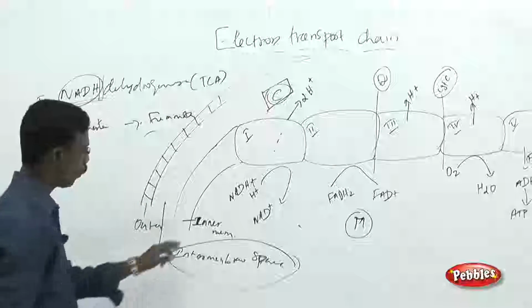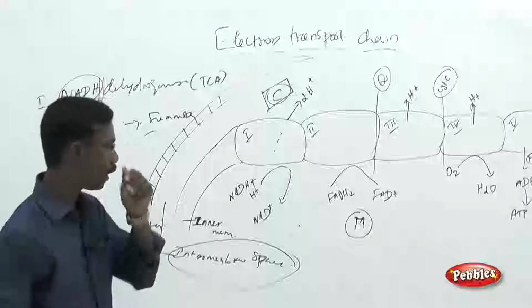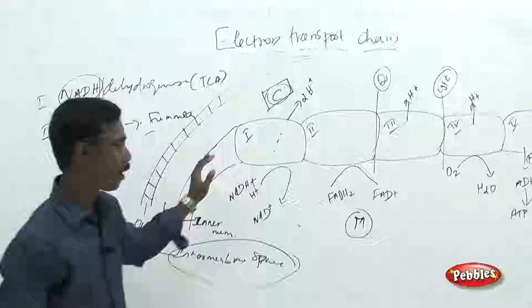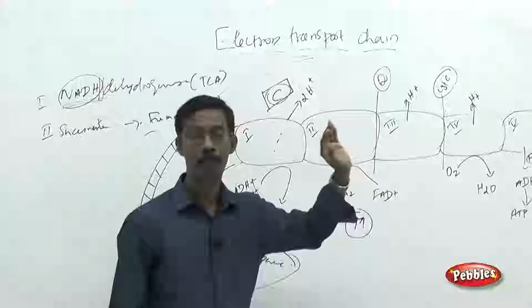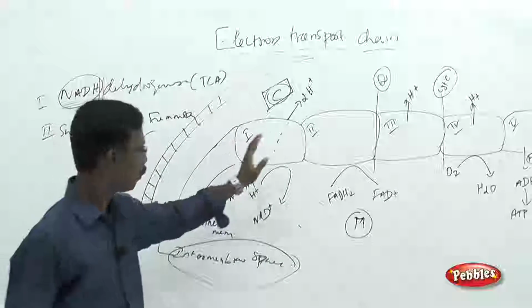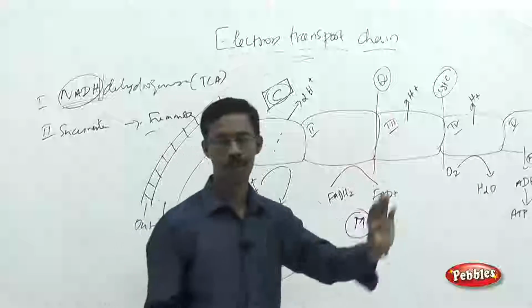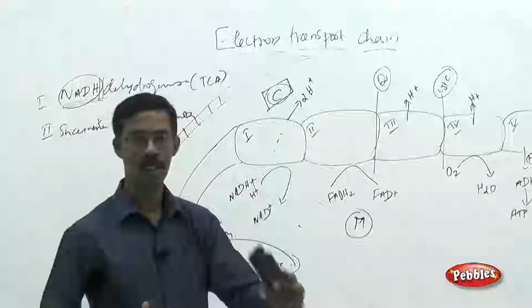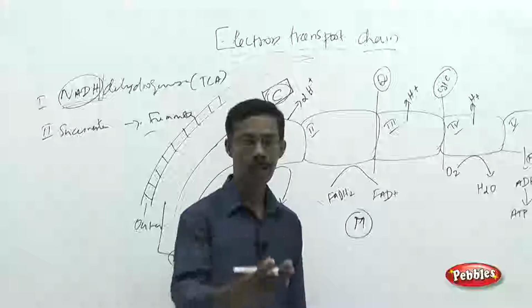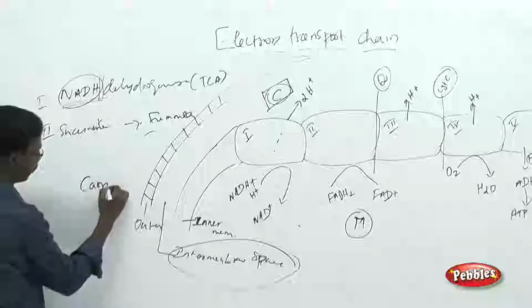As I told you, we are in the structure called the inner membrane of the mitochondria. All the electron transport process is going to happen in the inner membrane of the mitochondria. These are all the protein complexes, arranged in a particular sequence so that they can transfer the electrons from one carrier to the next carrier. So what do you mean by carrier?